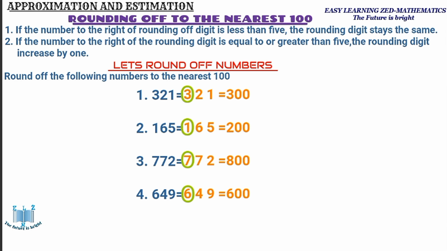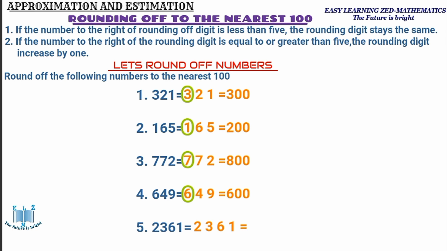Okay, now let me add the 5th question. If the number you're given is bigger than these numbers, like the one we have here, which is 2361, what can you do? Let me show you what you can do. This one is also simple. What you need to bear in mind is, first you write the number, then you identify the number which is occupying the place value of hundreds. Once you identify it, that will be your rounding digit.